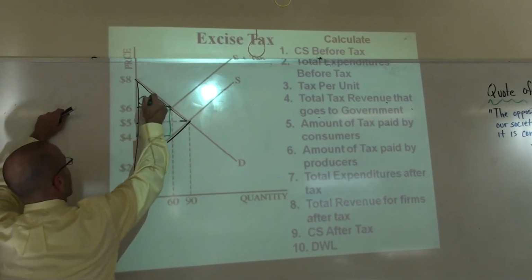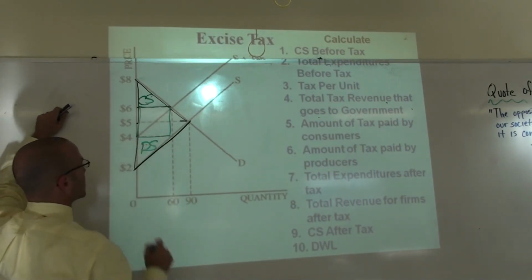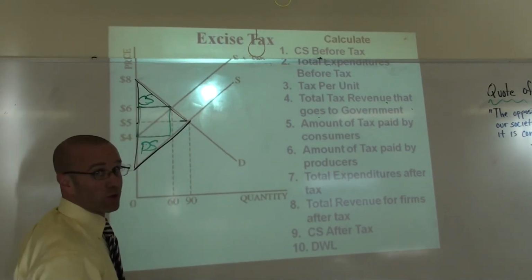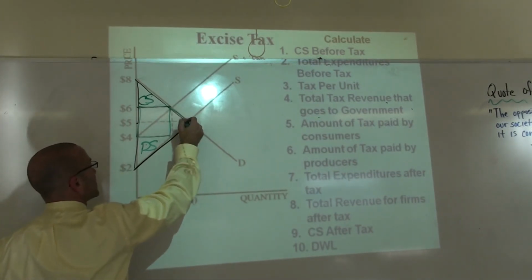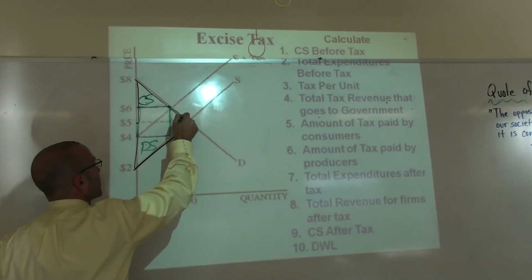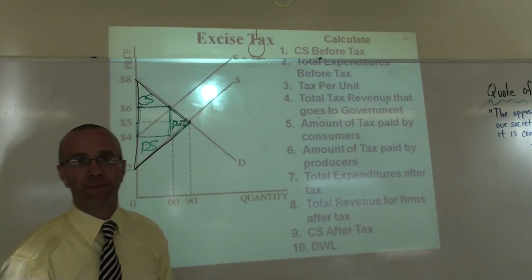Here's our new consumer surplus. Here's our new producer surplus. This used to be part of consumer and producer surplus, but now nobody gets it, because I'm selling less, buying less. So here's the deadweight loss. Poof, it's gone, and so am I.